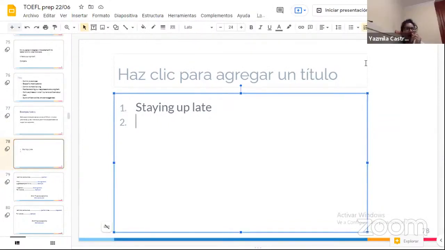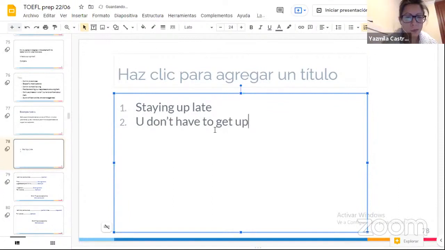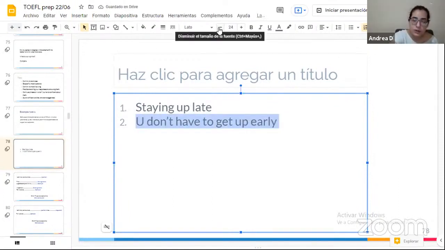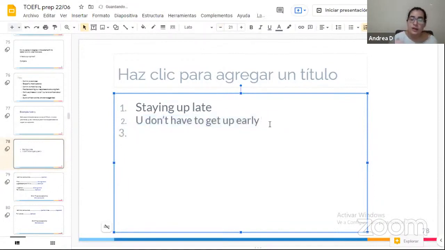Now, I don't have a job, so I prefer to stay up late because I don't have to get up early. Okay, so you don't have to get up early. All right. No, it's okay. And one more reason why staying up late is better.